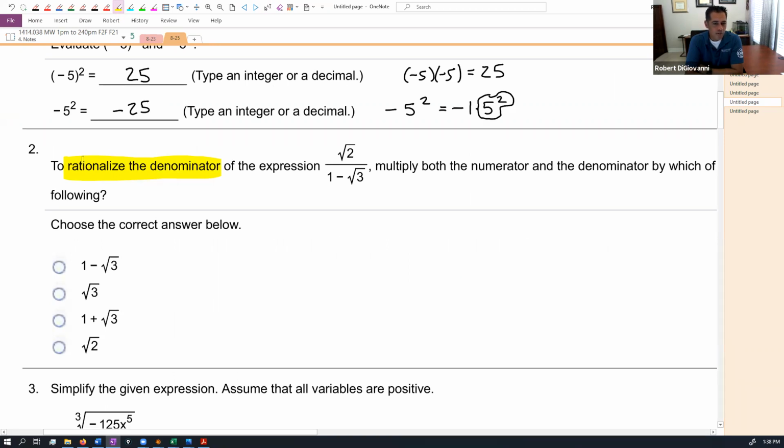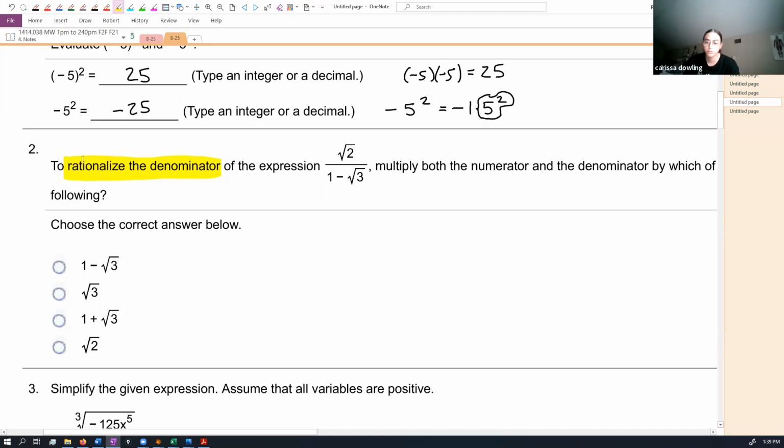Have y'all heard that before? Rationalize? Isn't it when you multiply by like 1 plus square root of 3, both sides? Yes, that's what we're gonna do, right? That's what it'll be here. But my question is, what are we doing? Like, why are we doing that? Sorry, isn't rationalizing it just getting rid of the radicals? The radical where?